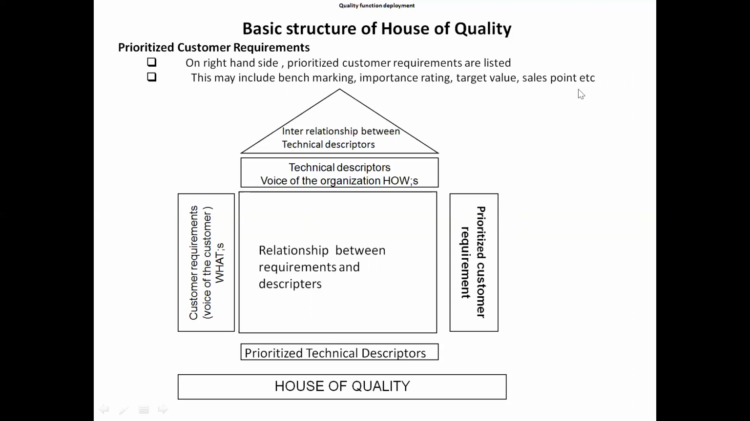In addition to the customer requirement, what else is required to make a benchmarking? The importance of the rating, how the customer is going to sell your product, what is the target value, what is the sales point. These are all the points from the right side of the house. The left side wall is what, and the right side wall is the prioritized customer requirement.